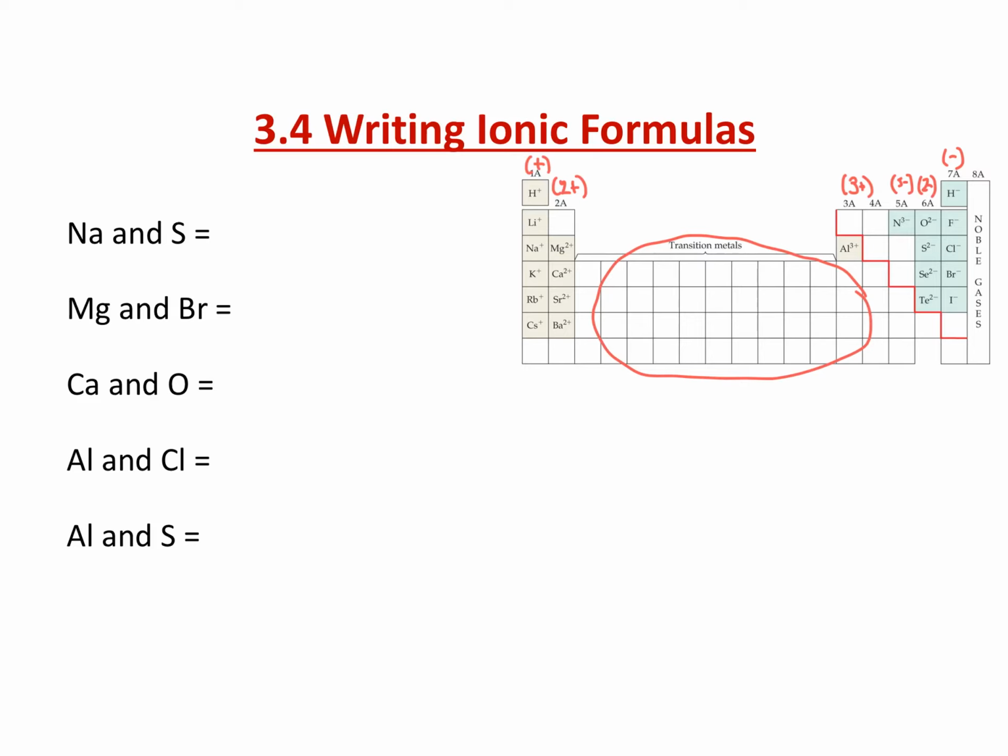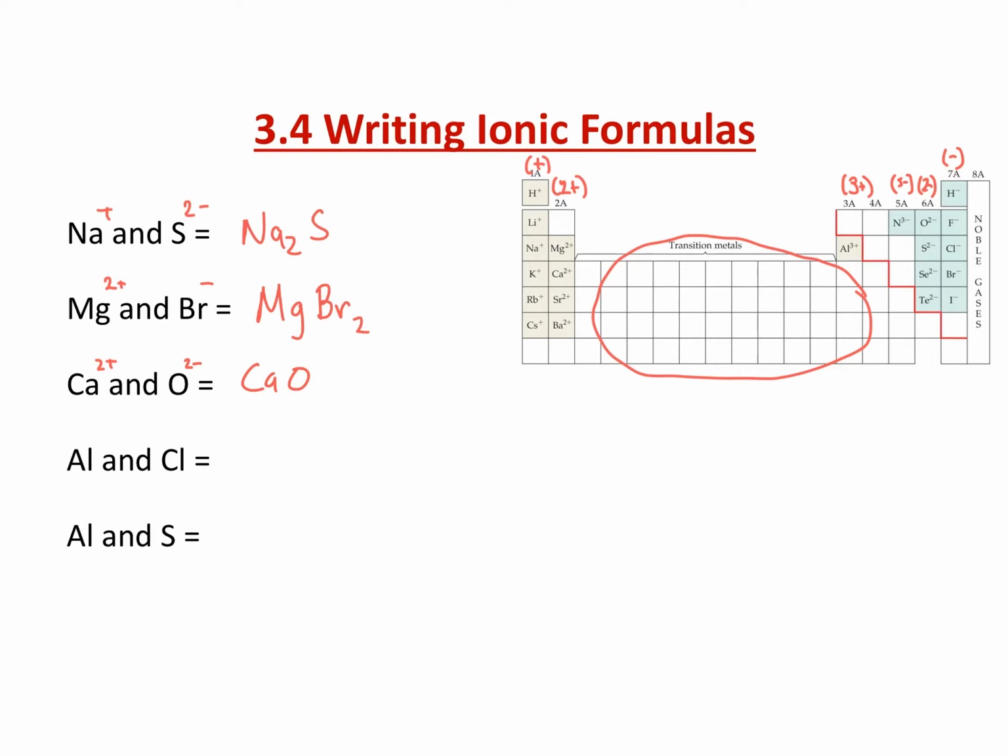So sodium and sulfur. What would the ionic formula be of sodium and sulfur? Well, sodium is +1, and sulfur is 2- as an ion. So that means I would need to have 2 sodiums to balance out the charge from sulfur. So sodium sulfide would be Na2S. Magnesium and bromine. Magnesium is group 2, so it's going to have a +2 charge. Bromine is group 7, -1 charge. So magnesium bromide would be MgBr2. Calcium oxide. So calcium is group 2, that's +2. Oxygen is -2, so calcium oxide.